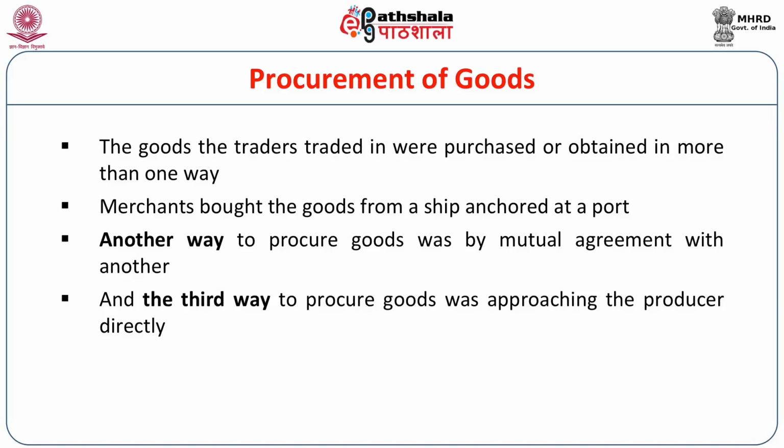And the third way to procure goods was approaching the producer directly. Even today this is happening. In India, there are many places where financiers or big business people go there and contact the producer directly in order to collect all the produced goods. This is how these goods were also procured.